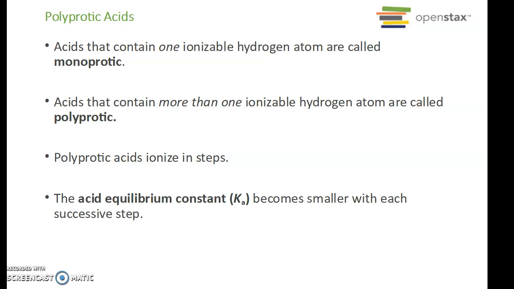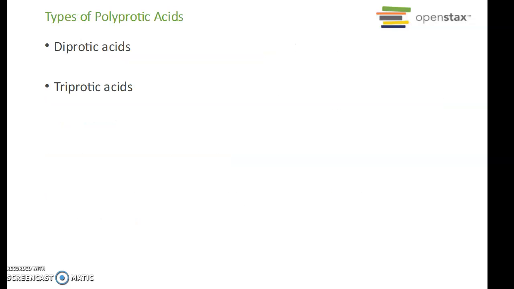Let's talk about the polyprotic acids. Acids that contain one ionizable hydrogen are called monoprotic. Acids that contain more than one ionizable hydrogen atom are called polyprotic. Polyprotic acids ionize in steps. The acid equilibrium constant becomes smaller with each successive step. Another way of looking at this is you can call them diprotic and triprotic acids. An example of a diprotic acid would be sulfuric acid, and an example of a triprotic acid would be phosphoric acid.